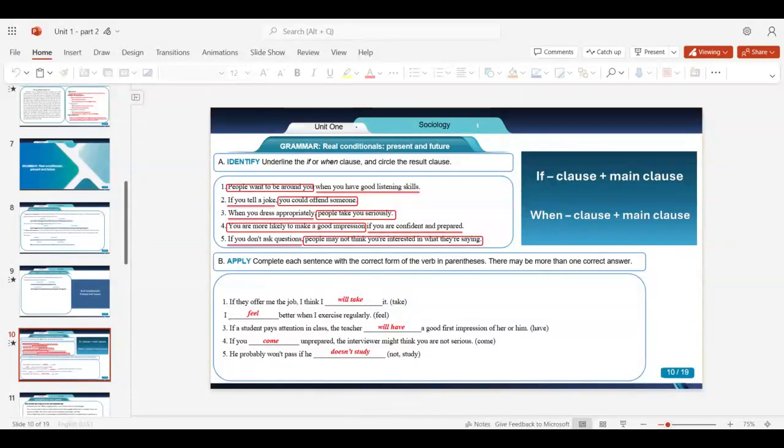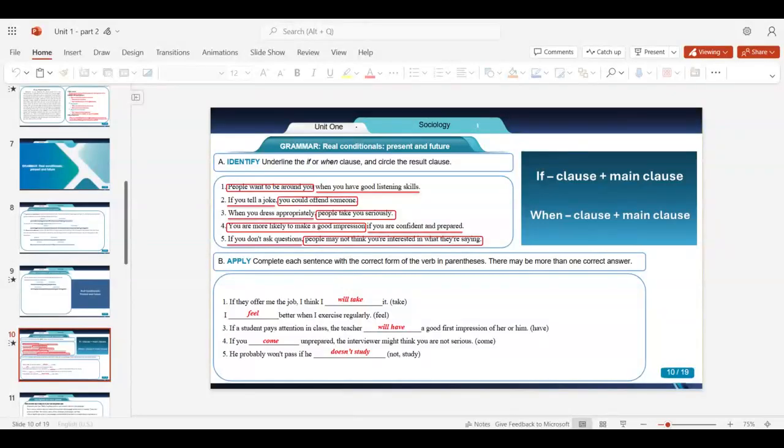And this is number 2. I feel better when I exercise regularly. So this is I feel better, result, when I exercise regularly, when clause. If a student pays attention in class, the teacher will have a good first impression of her or him. See here how we use have with will.